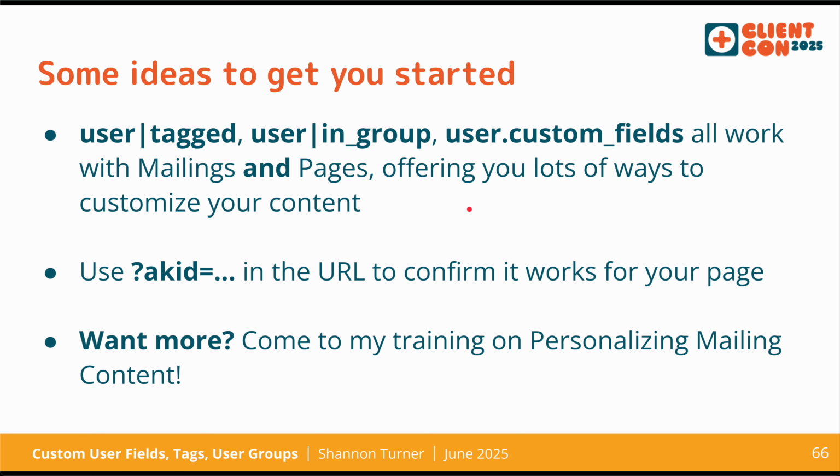So just to recap, user tagged, user in group, and user custom fields all work with your mailings and your pages, which give you a ton of different ways that you can customize your content, especially with conditional content based on whether a user has a tag or is in a group or has a certain value for a custom field. I really like to use the AK ID trick in the URL to confirm that it works for your page and shows the exact content that you expect for each specific user. And if you want more, make sure you check out the training on personalizing mailing content.